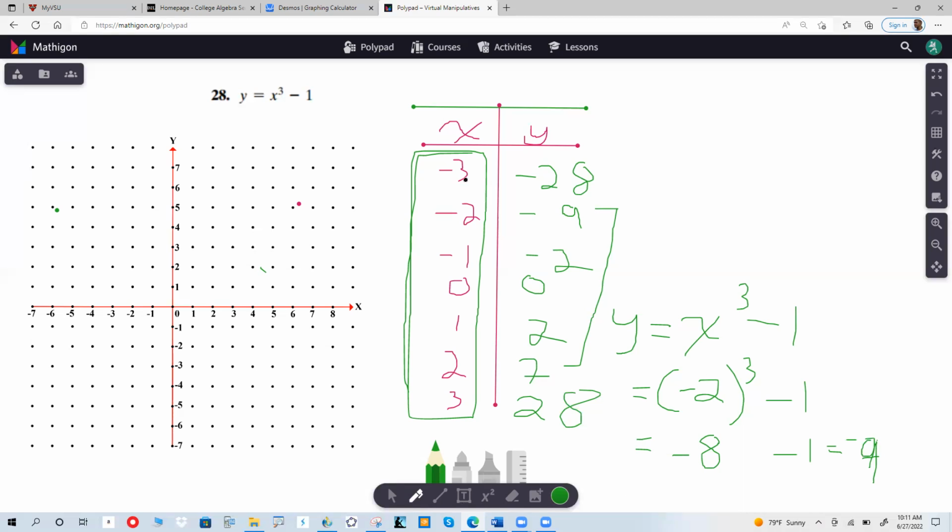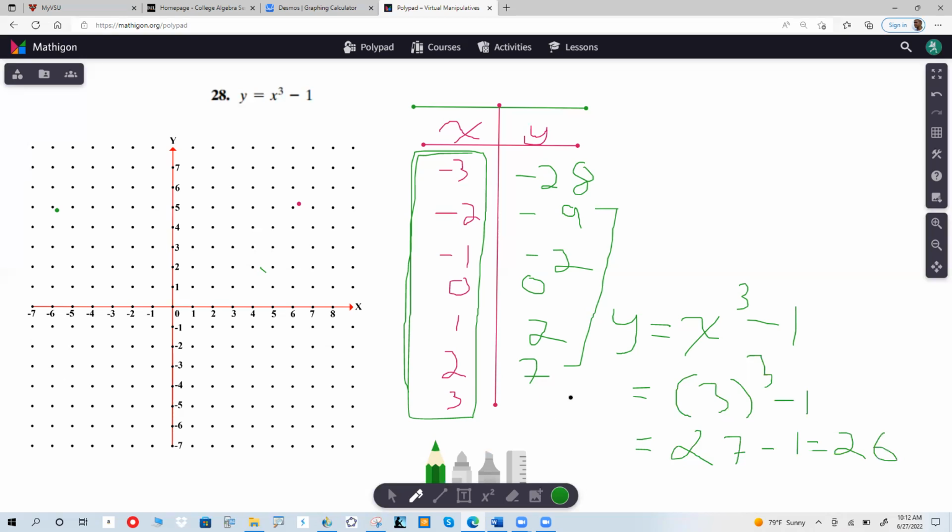Okay, now let me double check. 27 minus 1 is 26, so this can be adjusted when it's 3. I'm leaving things behind, and that's not a good habit. Okay, so let's do the 3 one. 3 cubed minus 1. 3 cubed is 27. Minus 1 is 26. This is correct.